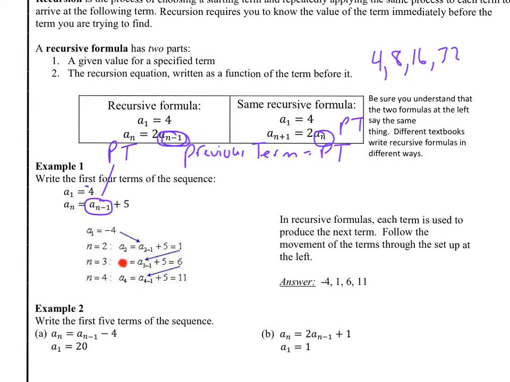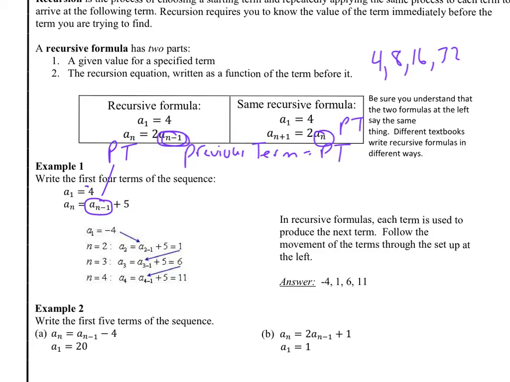To find the next term, a sub 3, we take the previous term, which is 1, add 5 and get 6. For the next term, a sub 4, I take the previous term, which is a subscript 3, 6. So I take the 6 and put it in right here. 6 plus 5 is 11. And that's as hard as it is.